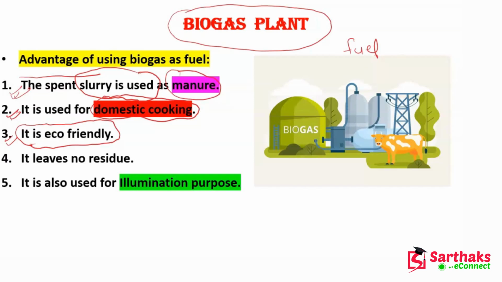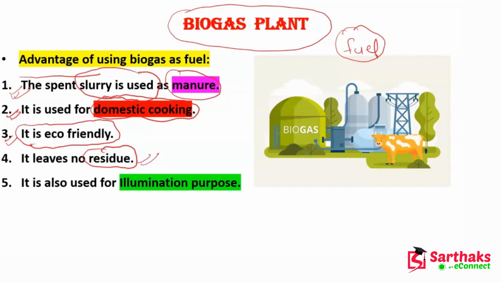Now, it leaves no residue. It means there is no wastage. Why? Because the slurry is used as manure. So we are using all the products of this process. Fuel, or you can say biogas, is used as a fuel and slurry is used as manure. So that's why it does not leave residue.